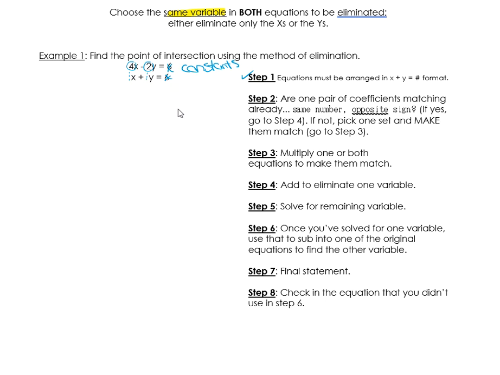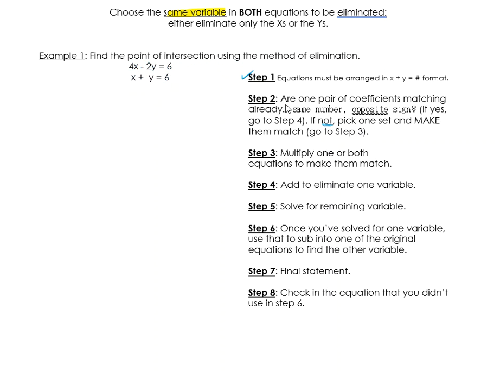So looking at the coefficients, are there a pair that's matching, meaning both x's are the same? No. Here's a 4, here's a 1. Or both y's are the same? No. Here's a 2, here's a 1. So they're not matching already. So if yes, go to step 4, but this is not the case for us. If not, pick one set and make them match. So I have to either make my x's both 4s or make the y's both 2s.